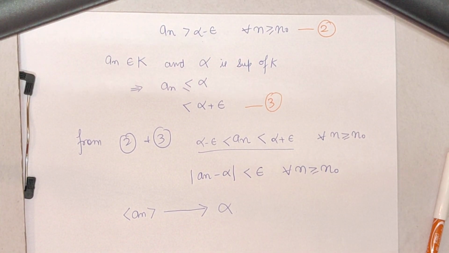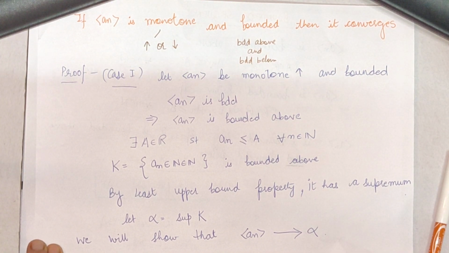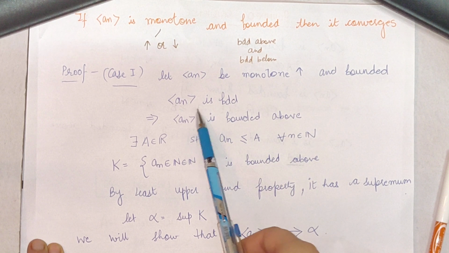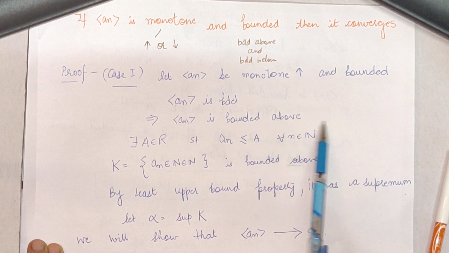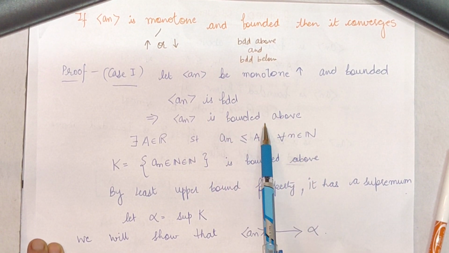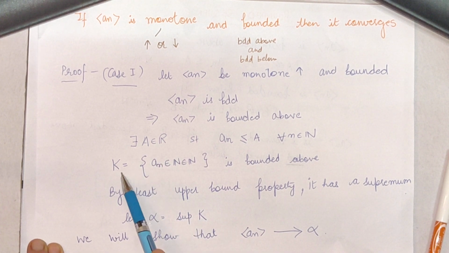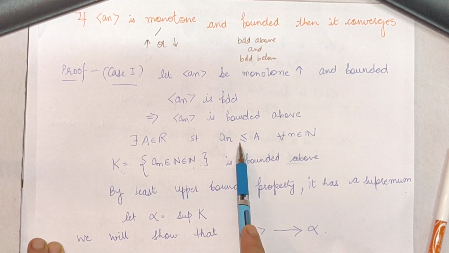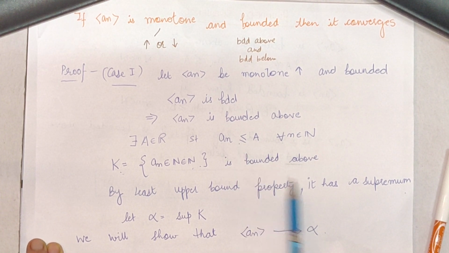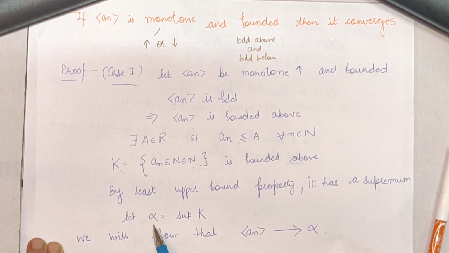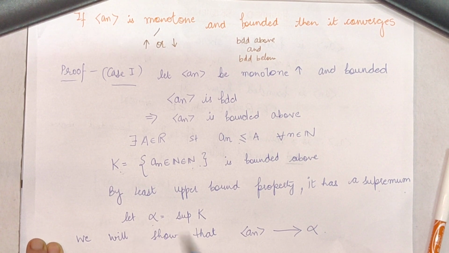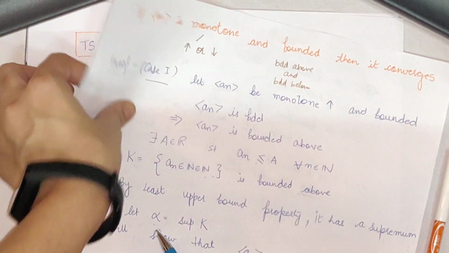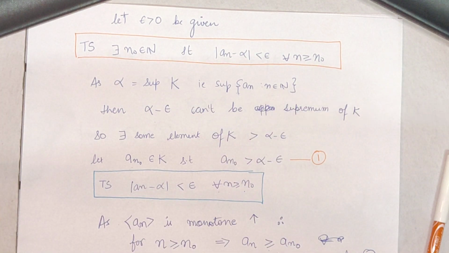So quick review, we had taken the case where an was monotone increasing and bounded. Bounded means bounded above and below. We are using bounded above. Let K be the set of all the elements of the sequence. This set is bounded above, which means it will have a supremum. We have called alpha the supremum. We'll show that alpha is the limit of our sequence. This is what we have to show.